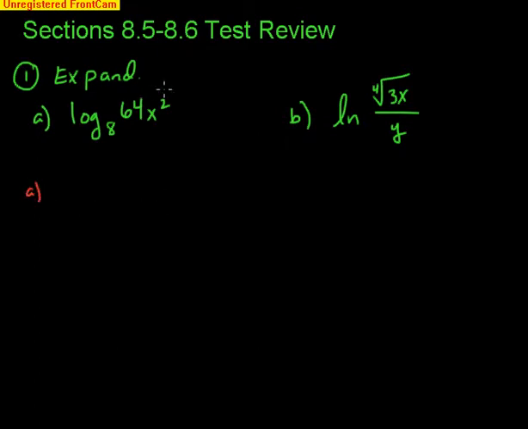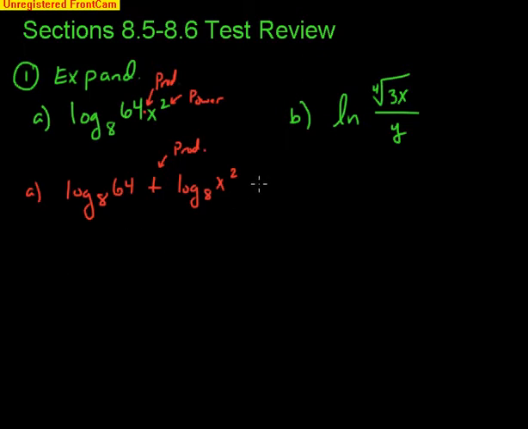So if we try to expand A, I'm going to put A right here because it might go across the screen. Well, we have a couple things going on. That is a product, and that is a power. So the first thing I'm going to do is use the product property and split these two things up, 64 and x squared, using addition. Log base 8 of 64 plus log base 8 of x squared. So that was the product property, so that's where the plus sign comes in.